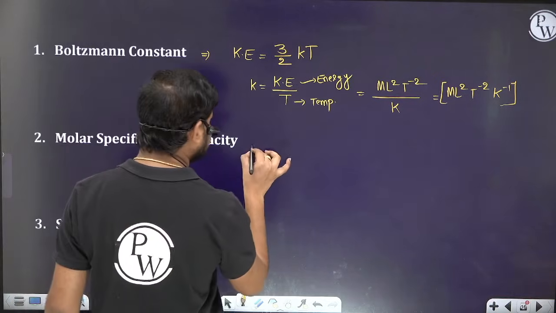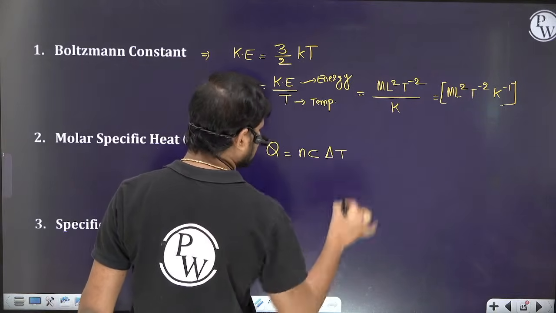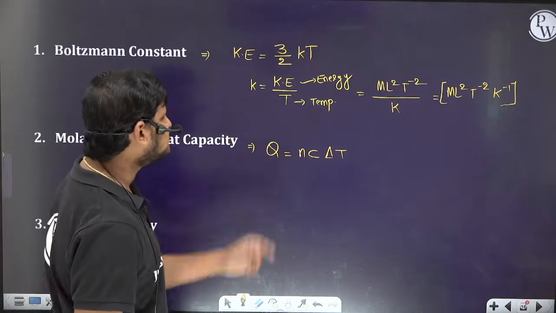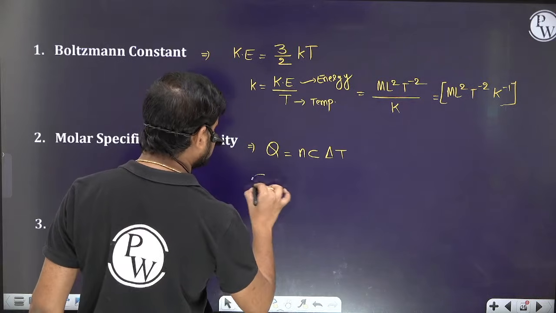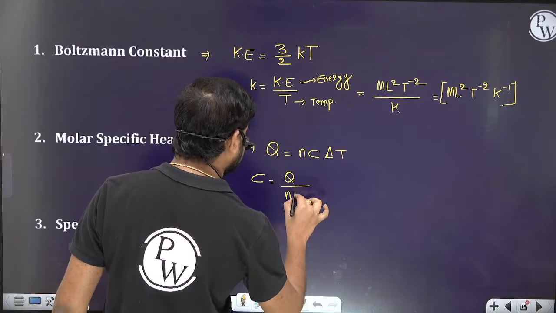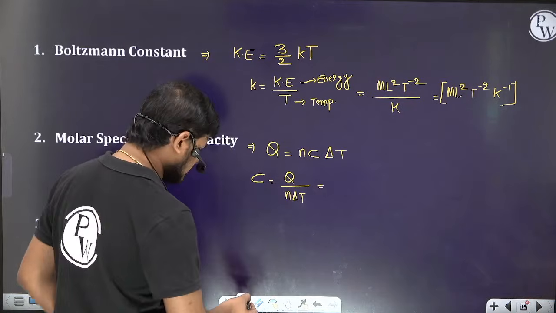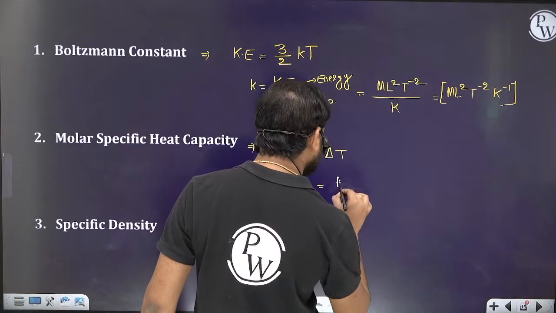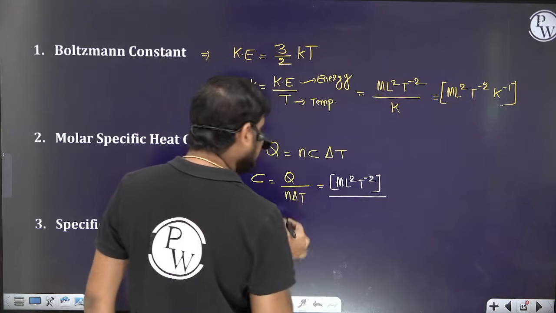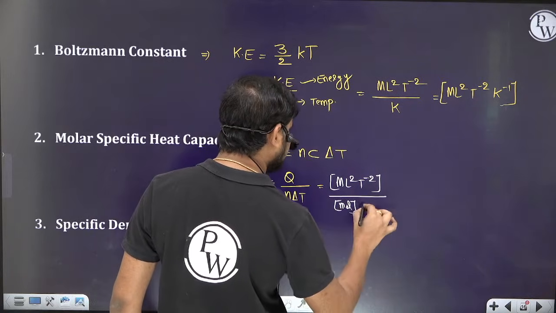For molar specific heat capacity you should remember the formula: Q = n C delta T, where C is the molar specific heat capacity. So C is equal to Q by n delta T. What is this Q? Q is energy here. The energy formula we can write is M L square T to the power minus 2. Here n is the number of moles; for number of moles we use mol. The change in temperature is in Kelvin.